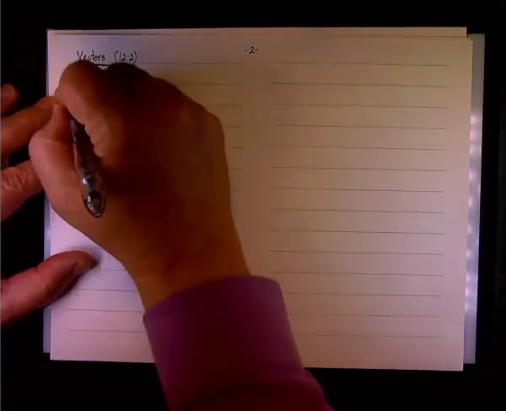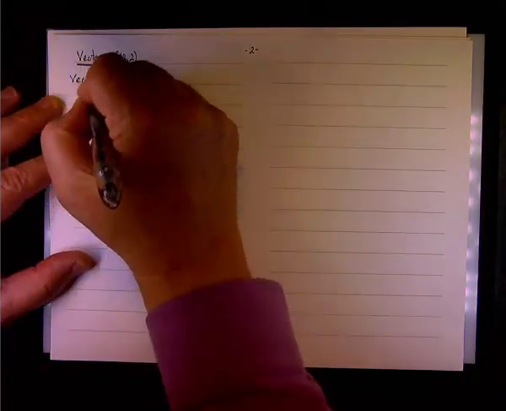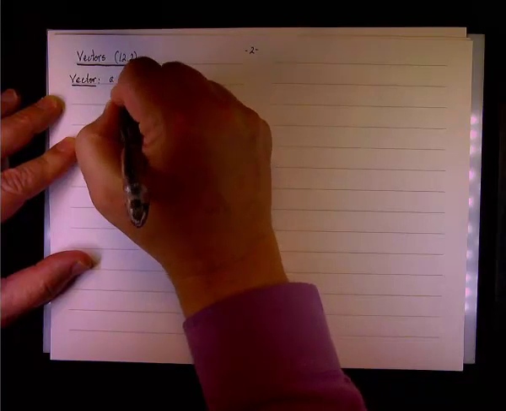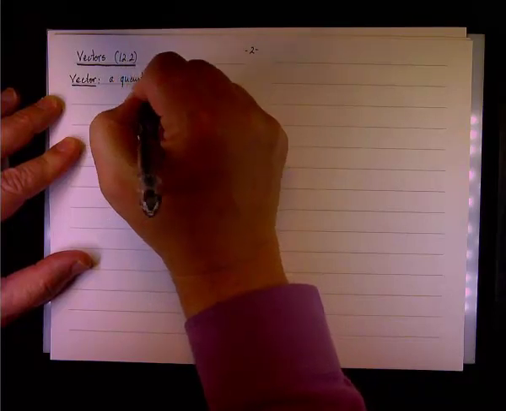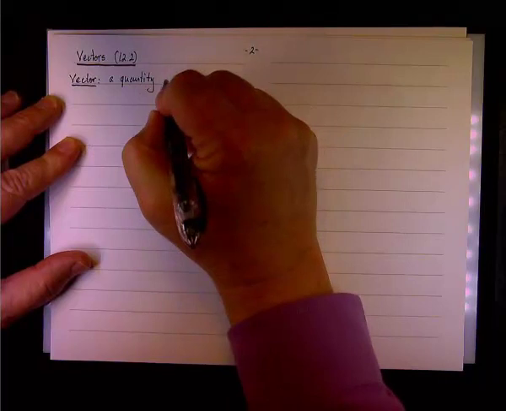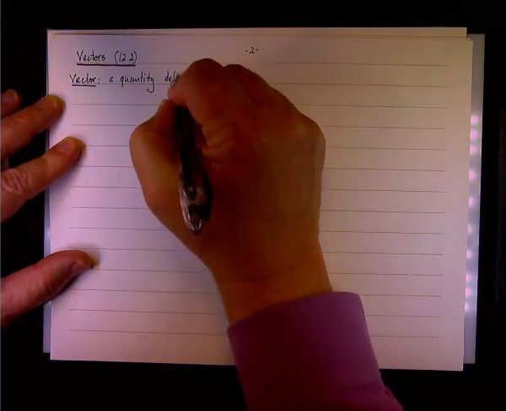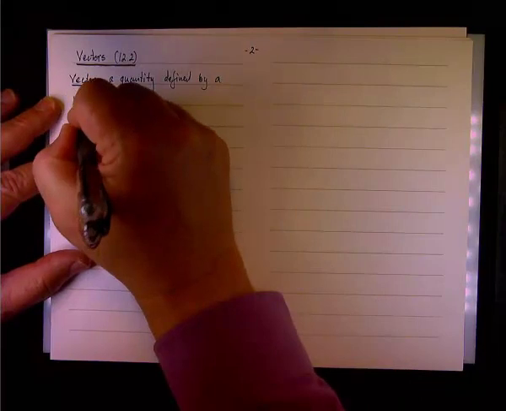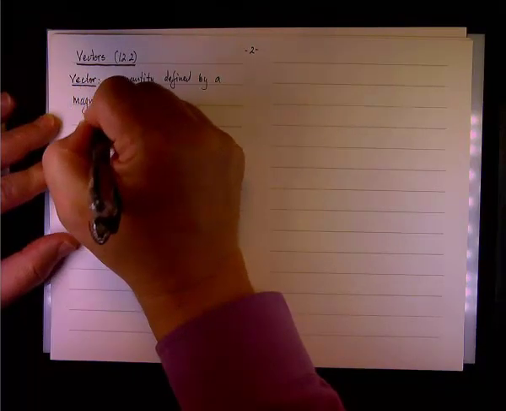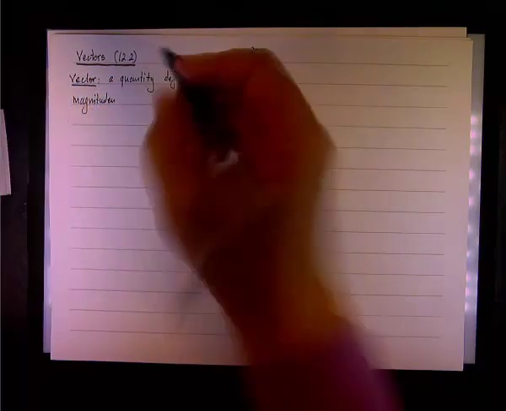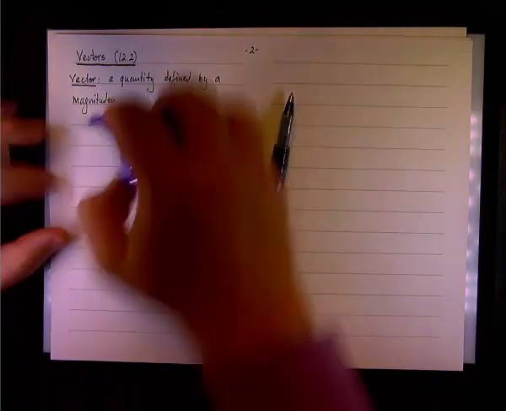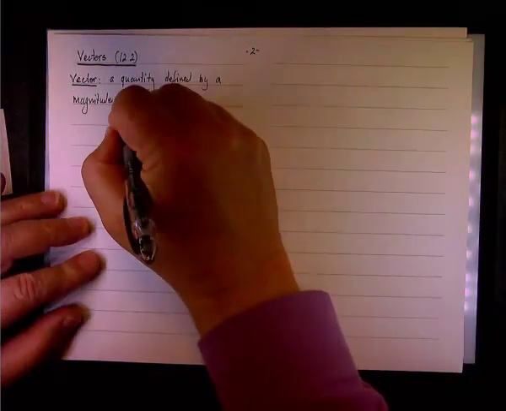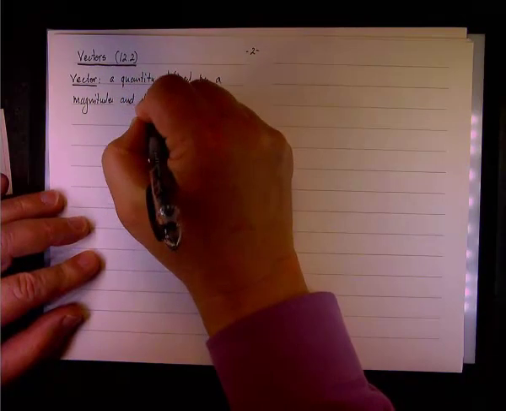Force is a good example. So let's write in terms of definition that a vector is a quantity defined by a magnitude and direction.